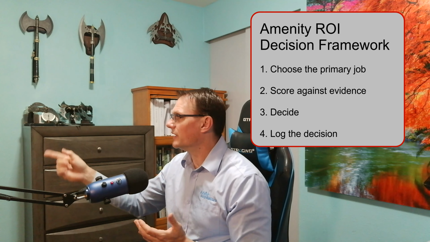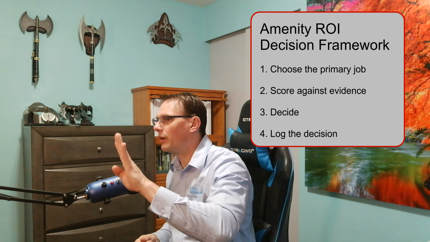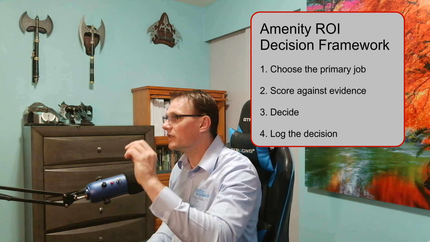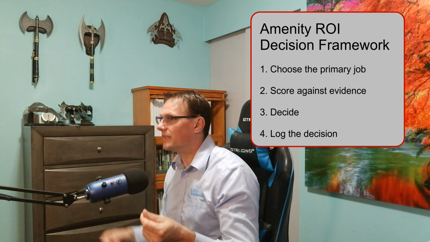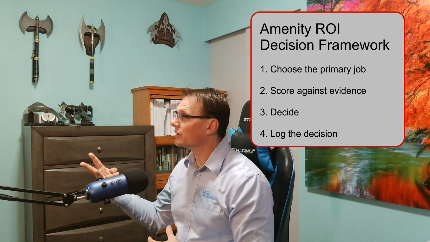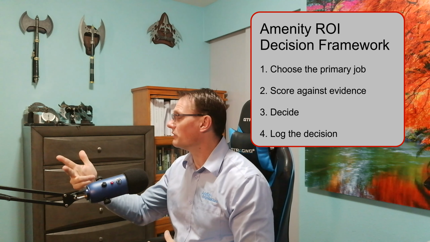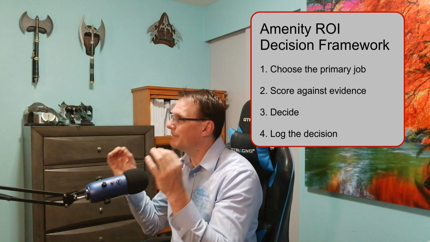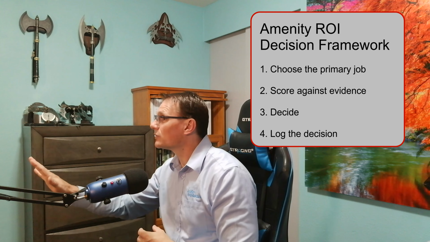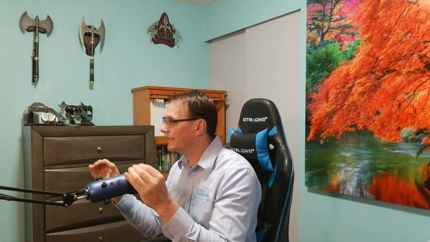The tool for this episode is the Amenity ROI Decision Framework, and it has 4 parts. First, we're going to choose the amenity's primary job. Second, we're going to score the amenity against evidence, impact, space efficiency, and operating burden. Third, we're going to decide: build, right size, defer, or skip. And fourth, we're going to log the decision in the amenity accountability register so it doesn't reappear later as unmanaged scope. The goal is not to eliminate amenities. The goal is to make amenities accountable.